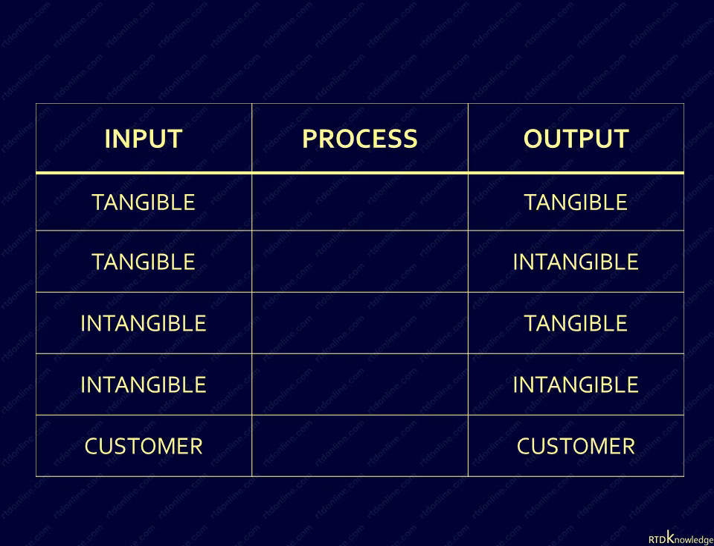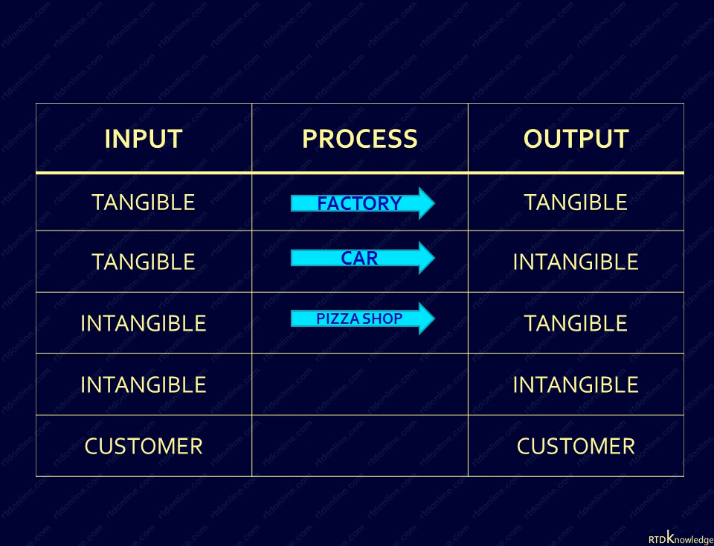From these examples, you can observe that processes can have tangible as well as intangible inputs and outputs. Manufacturers or factories turn tangible materials into tangible products. Car converts tangible fuel into intangible motion. Your neighborhood pizza shop processes intangible phone orders into tangible pizzas delivered to your office. The IT department converts intangible data into intangible information.